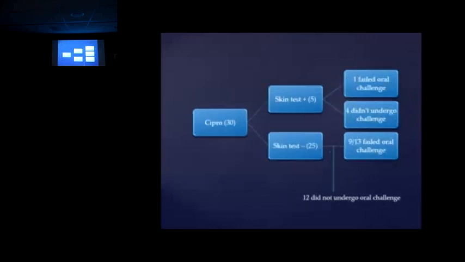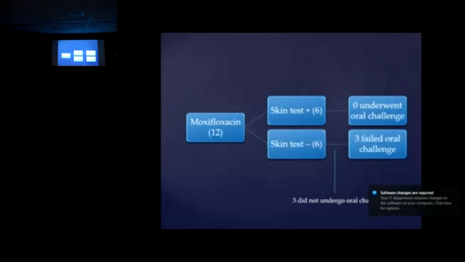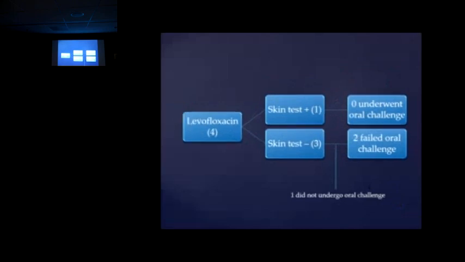If you go back here, Cipro, 5 had a positive skin test. They only challenged 1 of them, that failed. So that'll give you a good specificity, 1 out of 1 patient, almost 100%. The other ones are not challenged. So I think it is a little bit misleading that the specificity numbers are higher in all of these studies because you're not challenging.